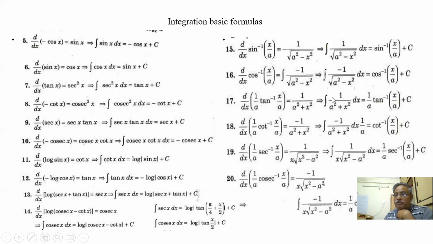1 by root is removed. 1 by a square plus x square is 1 by a tan inverse x by a. Minus 1 by a square plus x square is 1 by a cot inverse x by a.